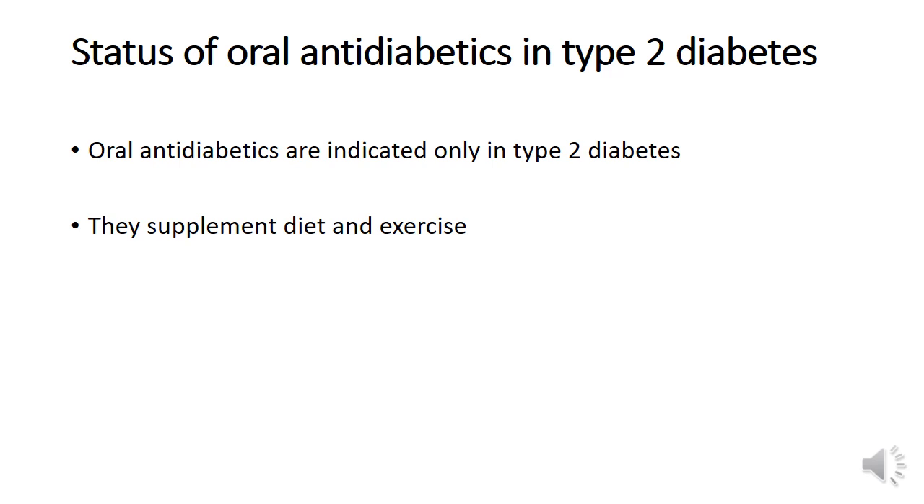The same thing holds good for dipeptidyl peptidase 4 inhibitors. The same thing holds good for GLP-1 receptor agonists. Pioglitazone also requires basal level of insulin for it to produce its insulin sensitizing action. Hence, oral antidiabetics are indicated only in type 2 diabetics. They are of no use in type 1 diabetes mellitus.